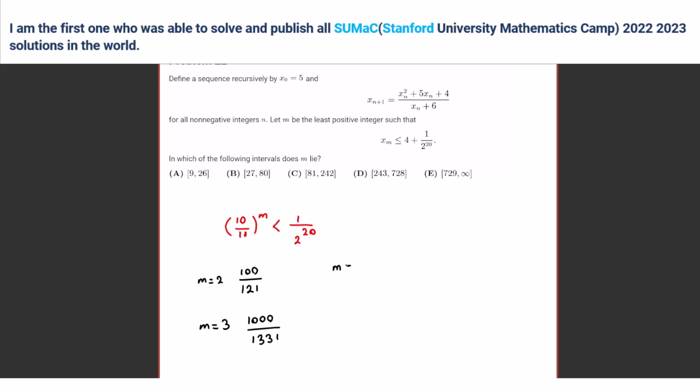So, for which m? Let's try to reach 1/2 at least. This one is greater than 1/2. This one is smaller, but it's still greater than 1/2, right? So if m is 4, we can say it's 10,000 over 11 times this, right?